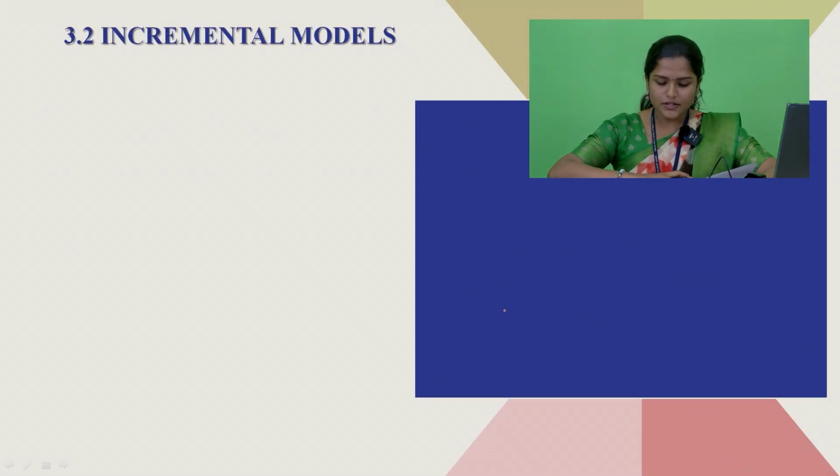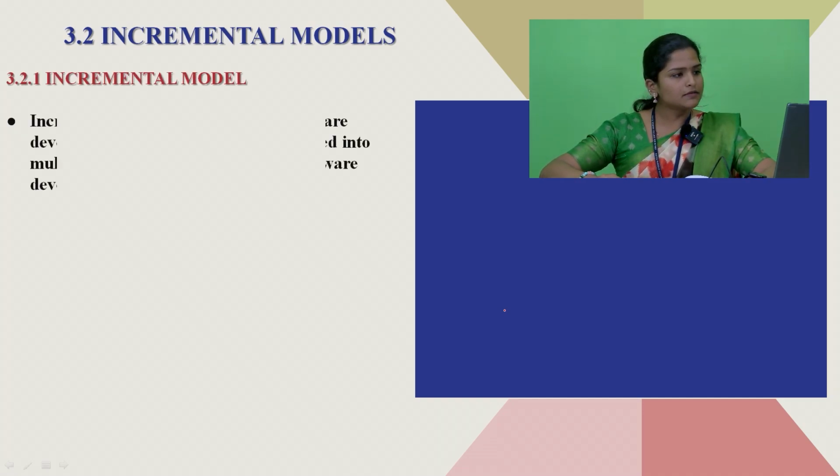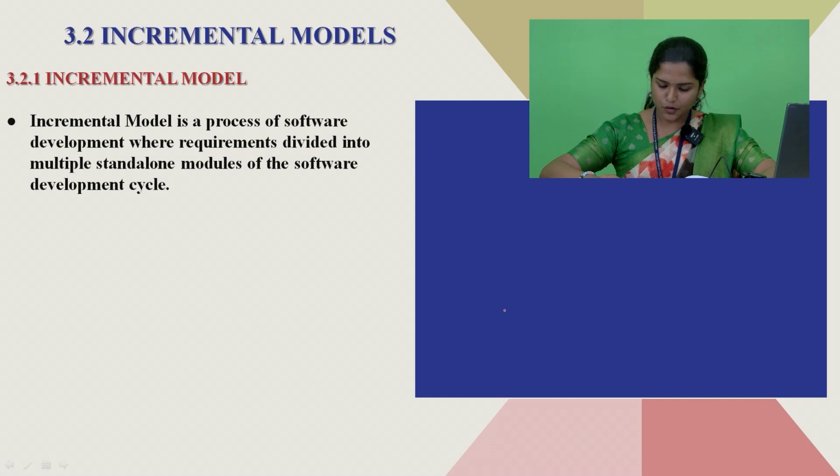So the next concept is incremental model. The incremental model can be classified into 2 types. One is incremental model and another one is rapid application development. Incremental model is a process of software development cycle. Just now we have seen the waterfall model, right? In the waterfall model, a single linear flow will be there. But in the incremental model, there will be multiple standalone modules.